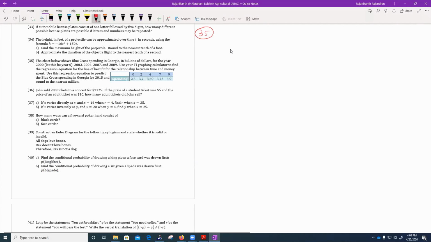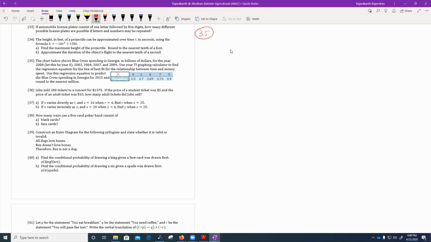Okay, question number 35. The chart below shows the Blue Cross spending in Georgia in billions of dollars for the years 2000, 2002, 4, 7, and 9. Use your TI graphing calculator to find the regression equation for the line of best fit for the relationship between time and the money. So this is actually the time, if you want, you could call this x. This is the time. This is the money spending.